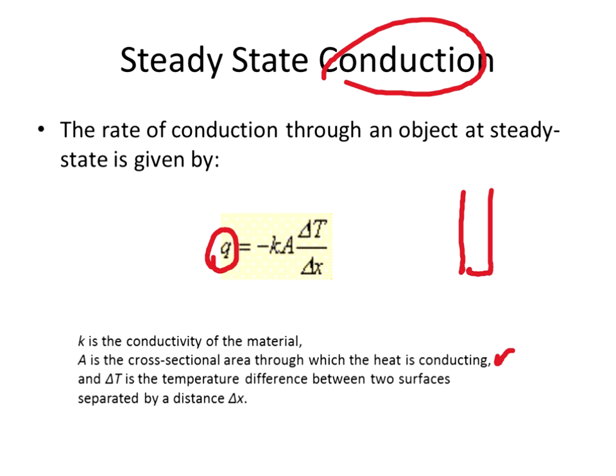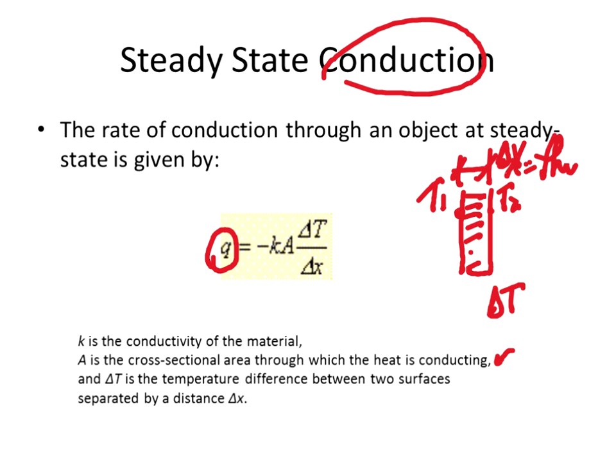So if I have this object, whatever it is, and I'm putting it vertical, it could be horizontal, and so we have a difference in temperature. So here, let's say that I have T1 here and T2, so this is the difference in temperature. So this has a thickness of delta X, which is like a distance or a thickness.